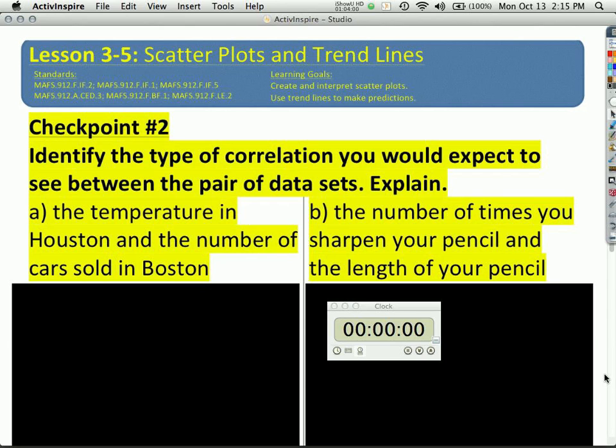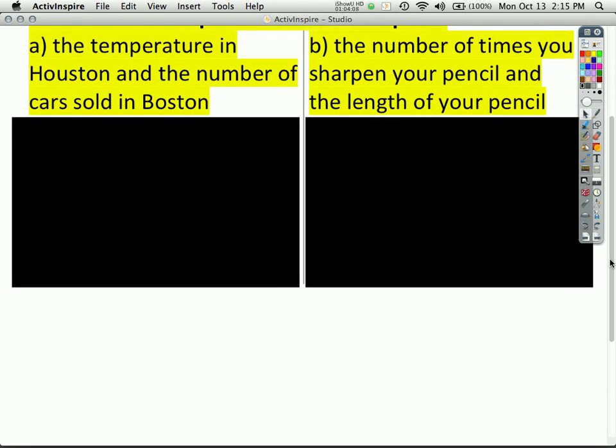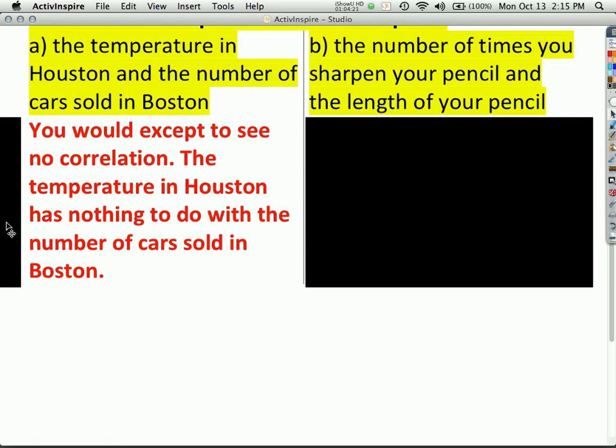All right. So let's look at part A. Part A, give me a thumbs up if you put positive correlation. Thumbs up if you put negative correlation. Thumbs up if you put no correlation. Heavily no correlation. There is no correlation. The temperature in Houston has nothing to do with the number of cars sold in Boston.